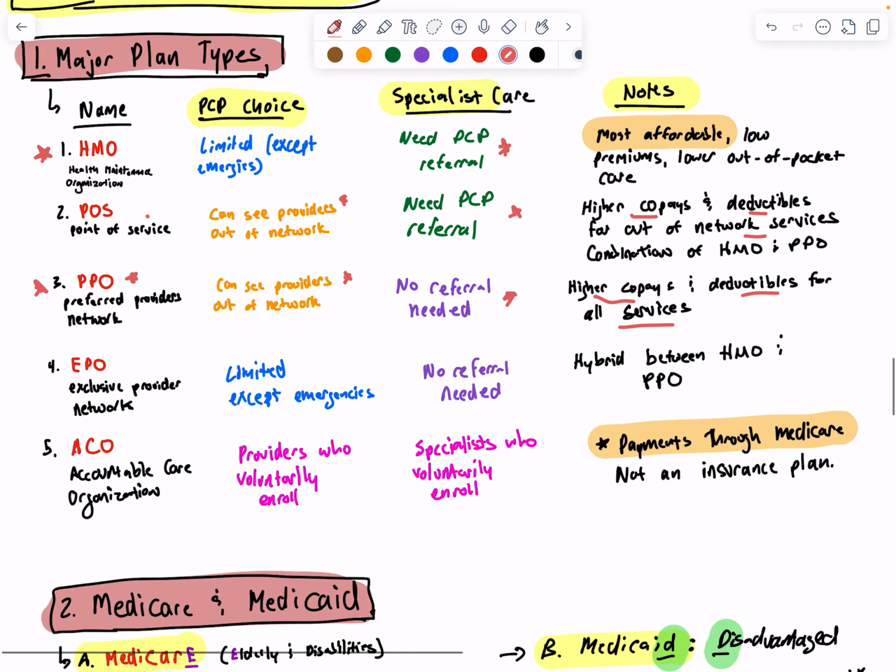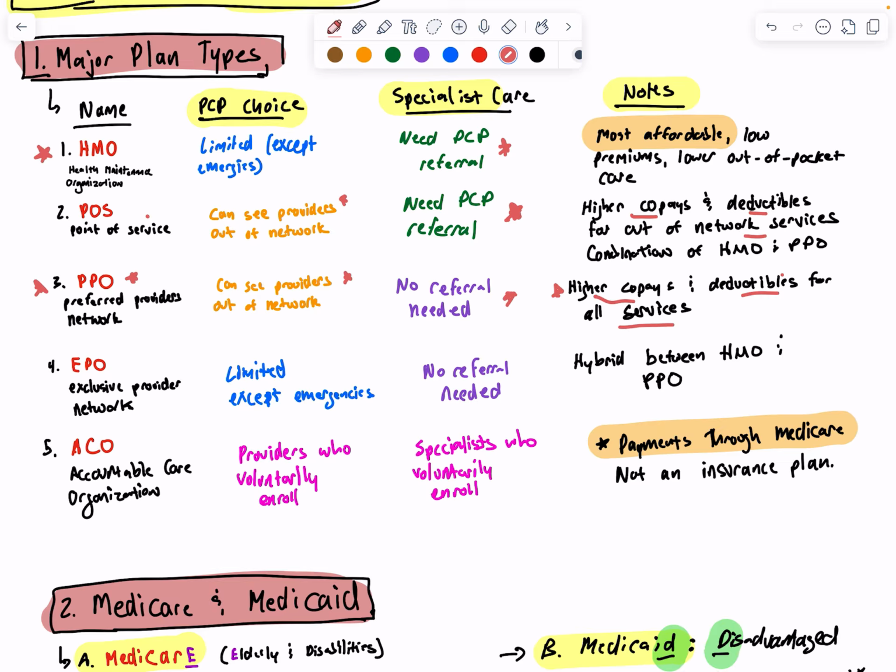If you are utilizing specialist care, maybe without as much of an indication, right? Because your PCP would refer you if they think you need to be referred, then there's going to be higher copays and deductibles as a result.